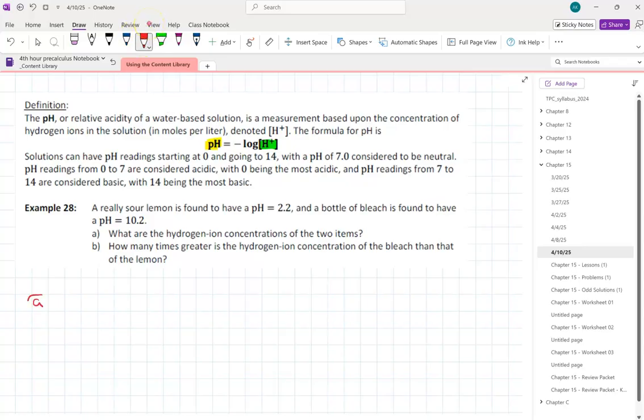Our example says that a really sour lemon has a pH of 2.2 and a bottle of bleach has a pH of 10.2. What are the hydrogen ion concentrations of the two? Okay, well, we'll do the lemon first.